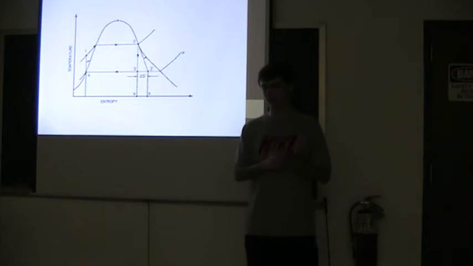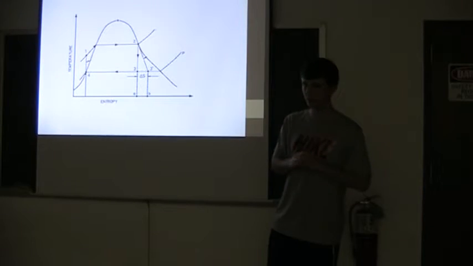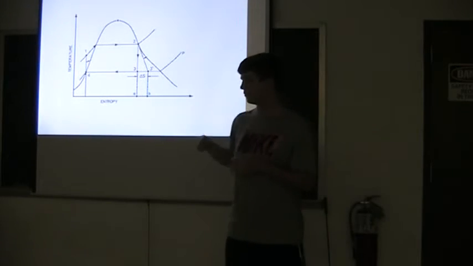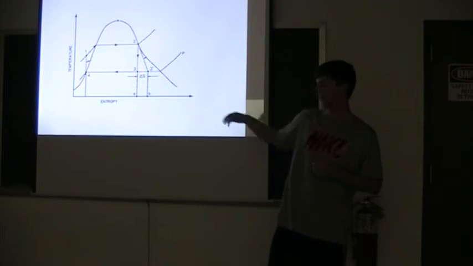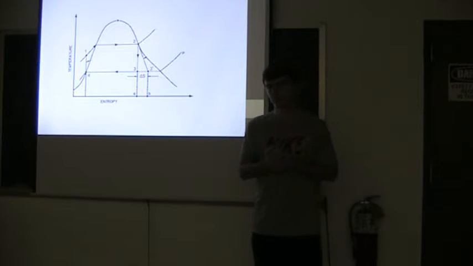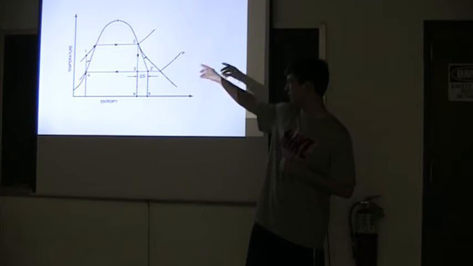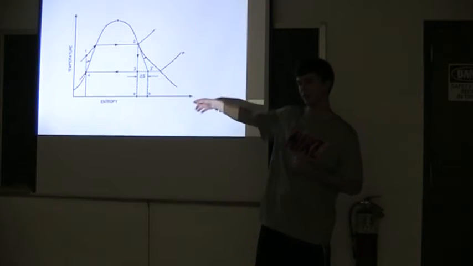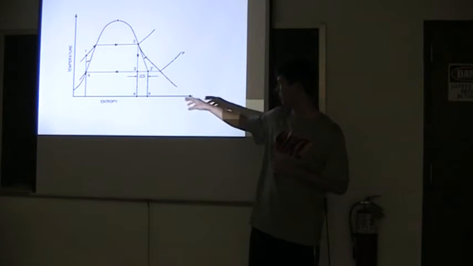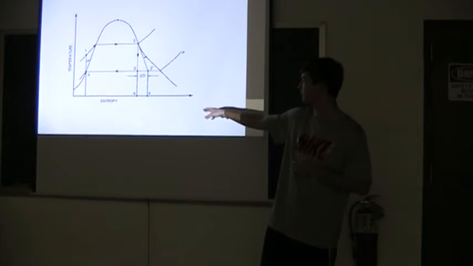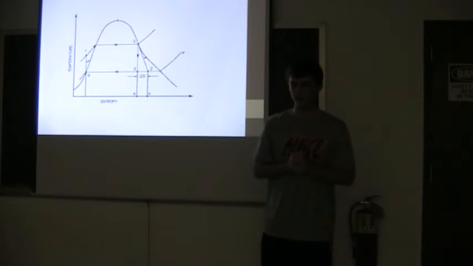For the ideal case, from 4 to 1 right here is the pump, which is isentropic. From 1 to 2 is the boiler, which is isobaric. From 2 to 3 is the turbine, and the ideal case is to go straight down and be isentropic, but for the real case, it's probably not going to be that, and it's going to go to the right some. And then from 3 to 4 is the condenser, where it is also isobaric.